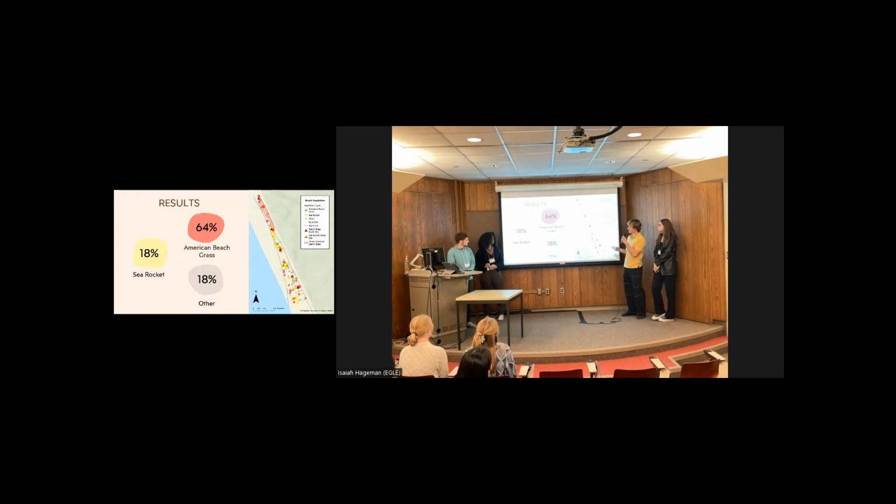And then these were the results for our GPS units. We found that in our study area, there was 64% American beach grass, 18% sea rocket, and then 18% other. And this lovely map right here kind of paints the picture really nice. Up here towards the north end of our study area is a denser population of American beach grass. Kind of towards the center is more sea rocket, and then towards the bottom is a more even distribution of all of our vegetation types.